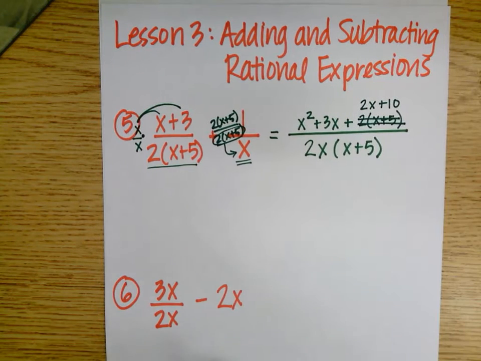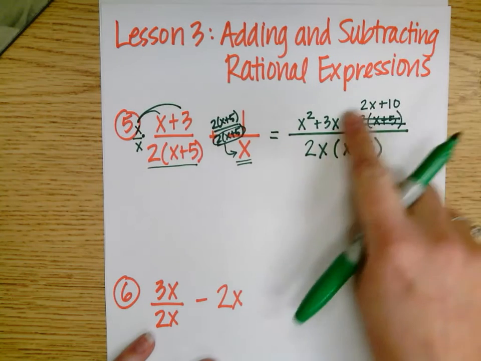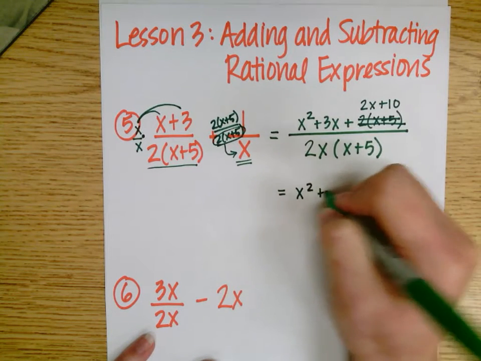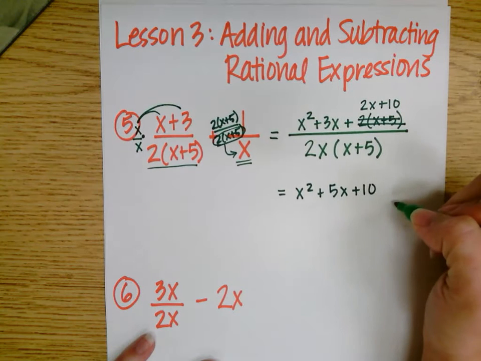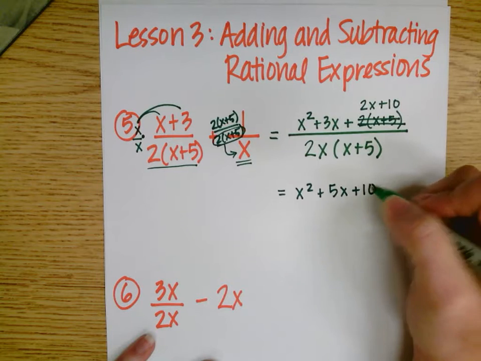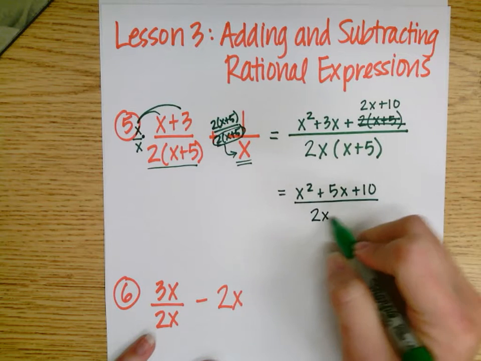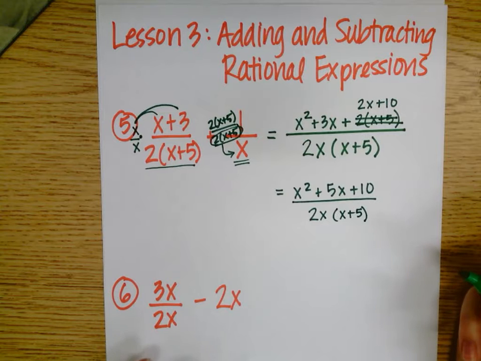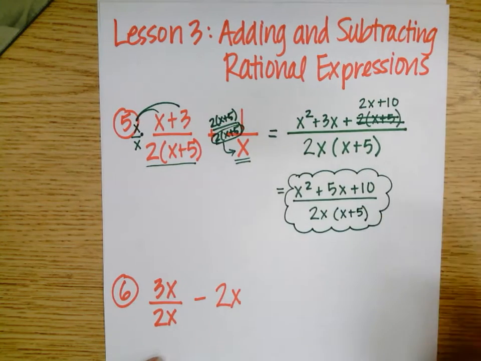Again, you can have work kind of all over the place. Just make sure I know where your final answer is. Alright, we can combine some like terms. So I've got x squared plus, this ends up being 5x plus 10. And I don't think this factors. I'm not thinking of anything that multiplies to give me 10 and adds to give me 5. So we'll just leave it the way that it is, over 2x times x plus 5. If you want to state your restrictions, you can. At this point, I hope that you're good at that and it makes sense to you. So we'll just say that this is our final answer and move on to the next problem.